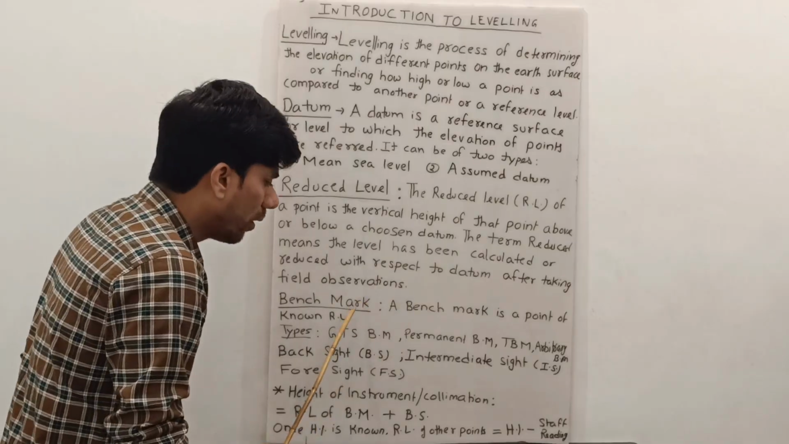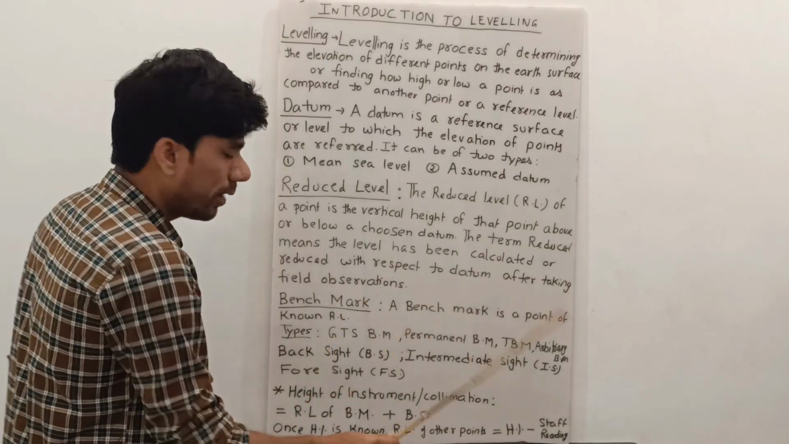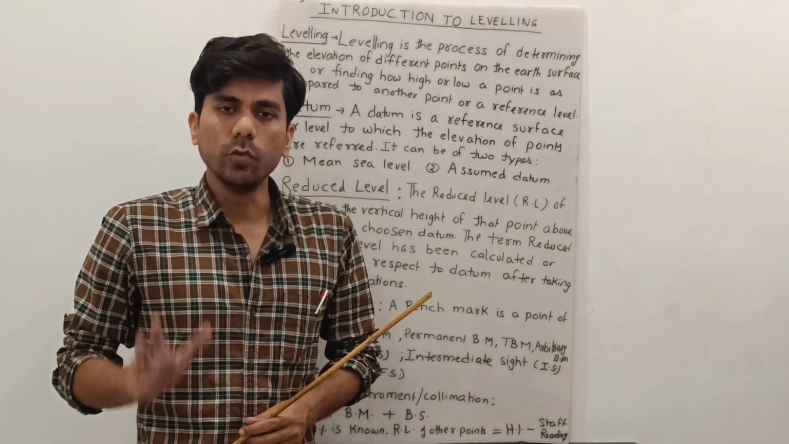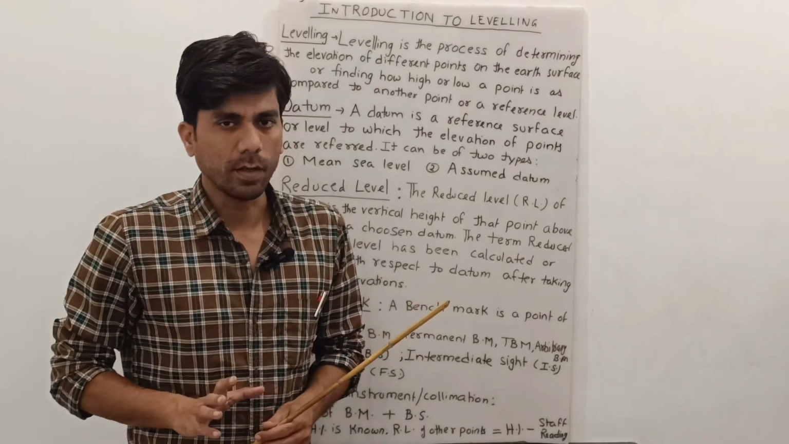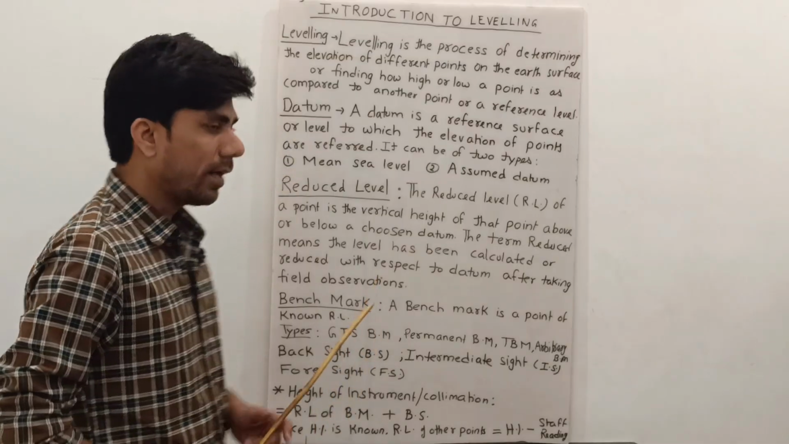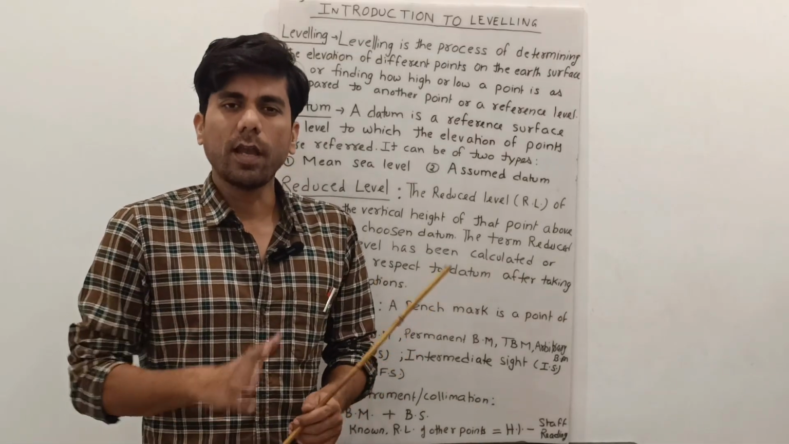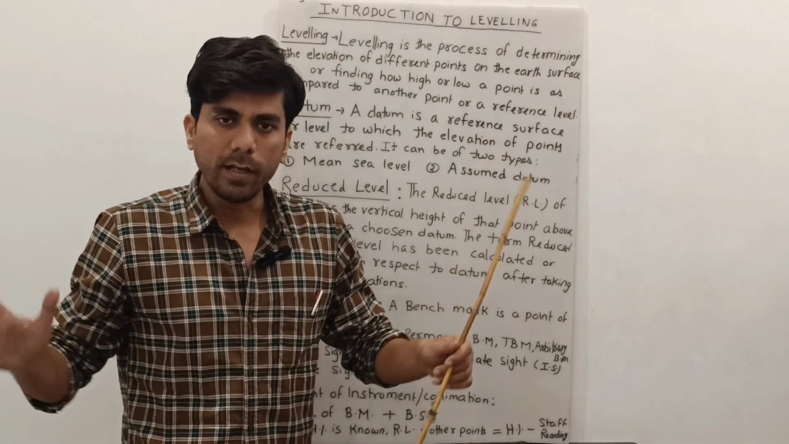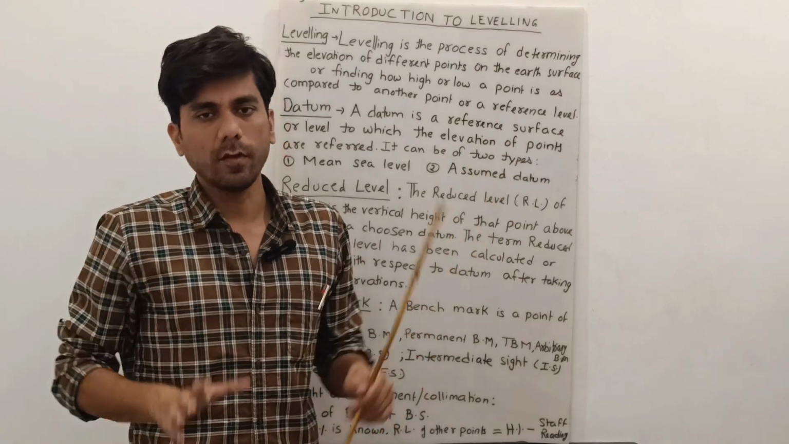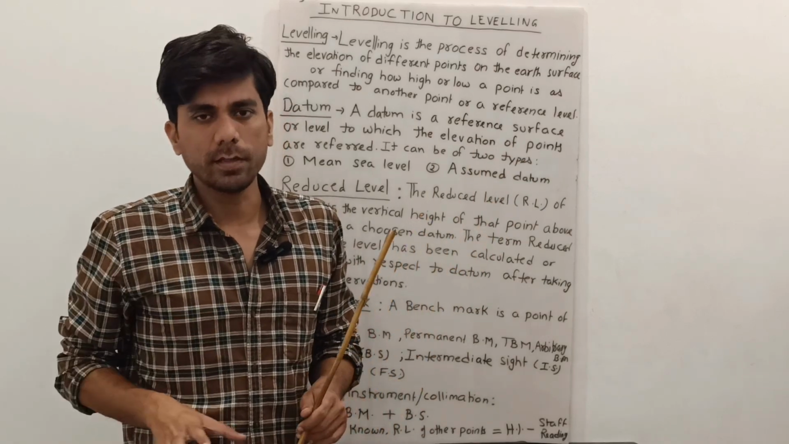It is very simple. The term is benchmark. A benchmark, as I said, is a point of known RL. Any point whose RL is known to us is called a benchmark. These benchmarks can be set up with the help of a GTS benchmark. That is, the Survey of India carries out a very precise survey to a very large extent, and then fixes the positions of benchmarks at various important places in the country.